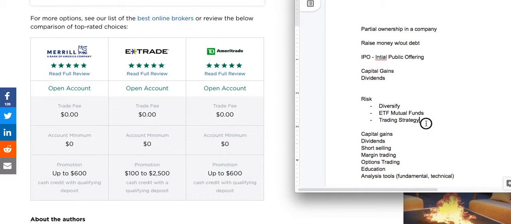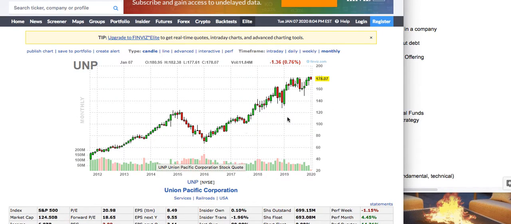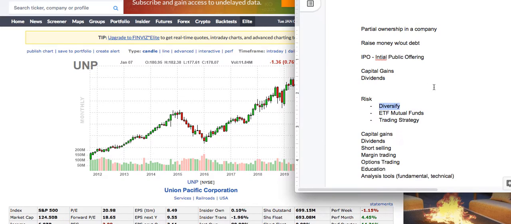One of the things I skipped over in terms of Stock Basics 101 is risk. Obviously people who are investing in stocks have a higher risk appetite, and one of the ways they try to manage that is sometimes through diversifying. So maybe instead of just investing in Union Pacific alone, they may invest in 10 other things. That way, if Union Pacific, as you see, went down here today, it doesn't affect the overall portfolio as much because they're invested in 10 things instead of putting all the money in just one thing.